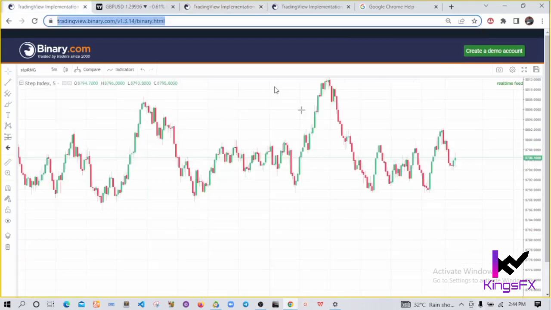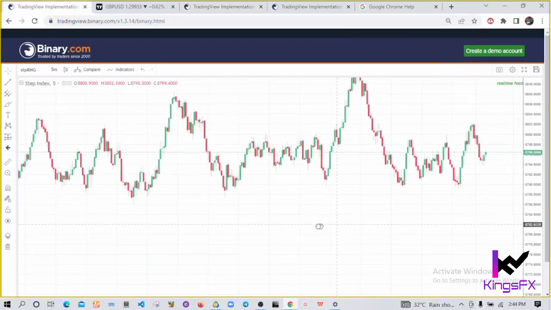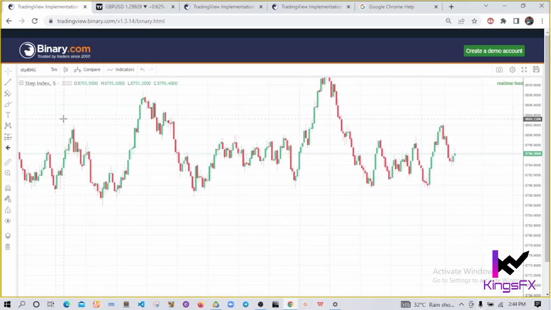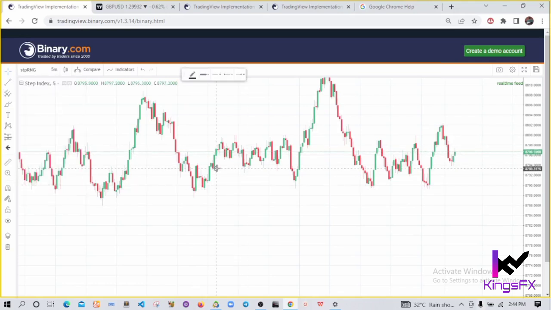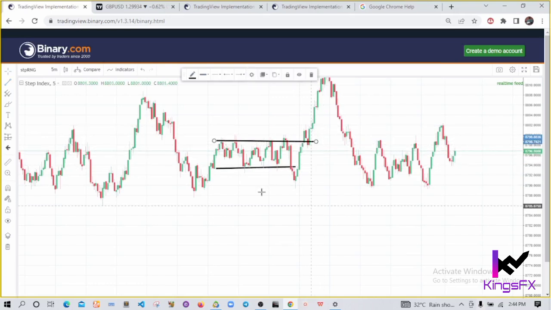Let's see if we can identify another place. This is step index. You can see we still have something like that here, though this one is not that clear, because this actually looks like a ranging market right here. After the breakout at that point we enter and pick some pips, but this is a ranging market. I said first of all you must see a clear trending market.